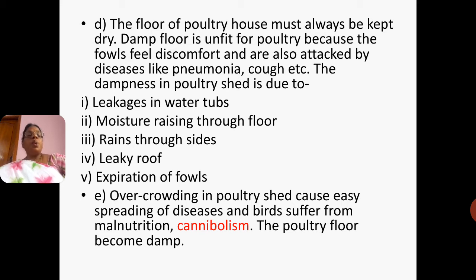Next one is overcrowding. Overcrowding in the poultry shed causes easy spread of diseases and birds suffer from malnutrition, which leads to cannibalism. Cannibalism means pecking of feathers with one another. The poultry floor becomes damp due to this cannibalism.